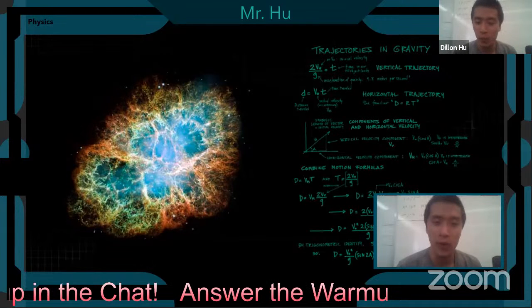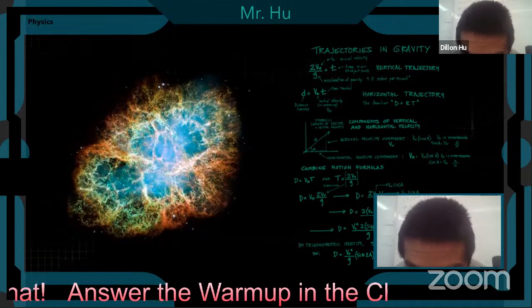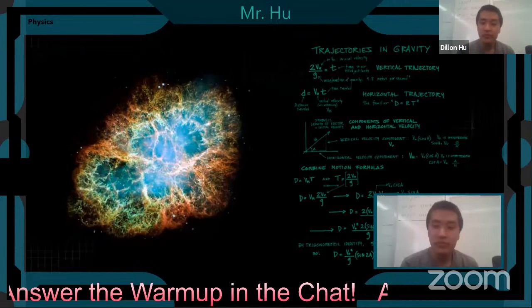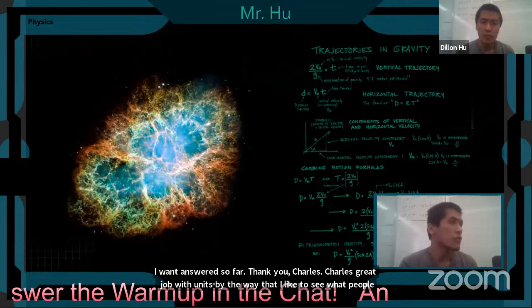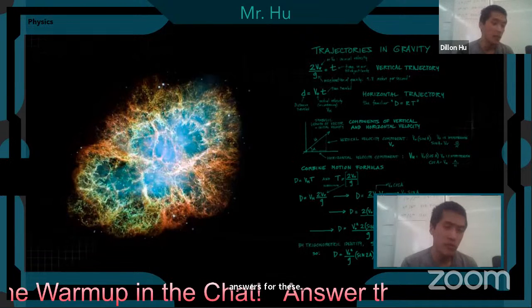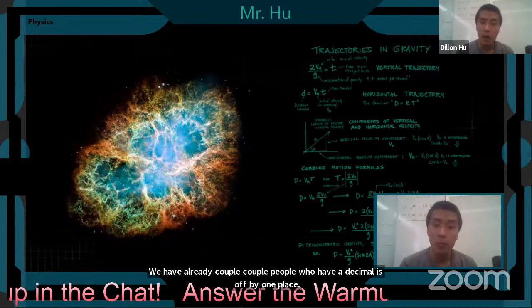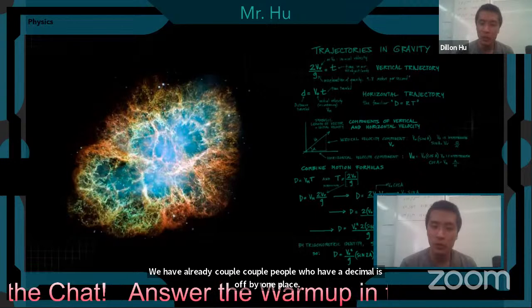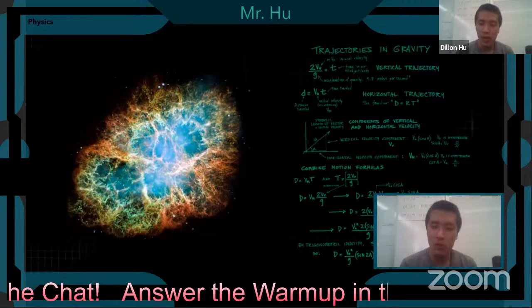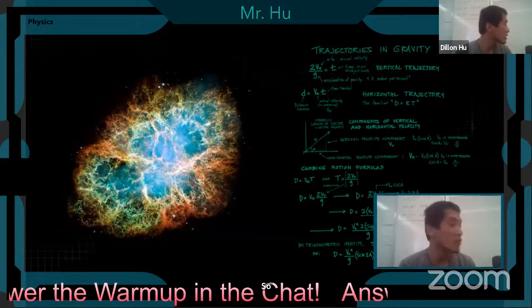We have already a couple people who have the decimal off by one place. Oh, I didn't even notice that. Good catch. Excellent catch. So take about another 10 seconds or so, and then we will go over the next part. So we have a good math. I think we're sort of getting the mathematical approach. Thank you, Cole. We have some ideas on how things will hit, which one will hit the bottom first.